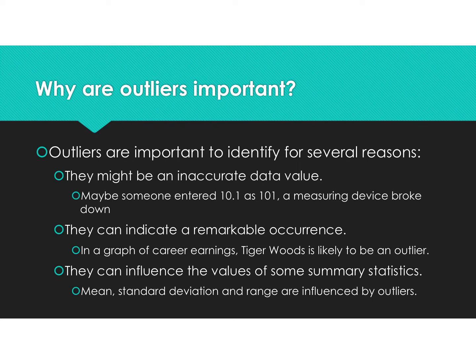They can indicate something remarkable. If you were looking at a graph of career earnings, Tiger Woods would likely be an outlier. And they can influence the values of some summary statistics. The median and the IQR are resistant to outliers, but the mean and the standard deviation and the range are not resistant. So they can be influenced, so it's important a lot of the times to look at the data with and without the outliers.